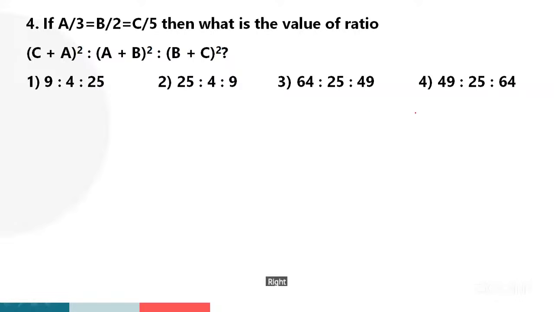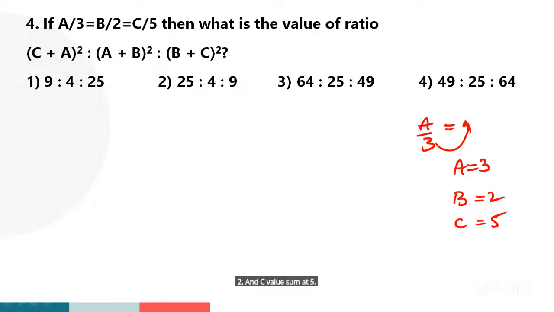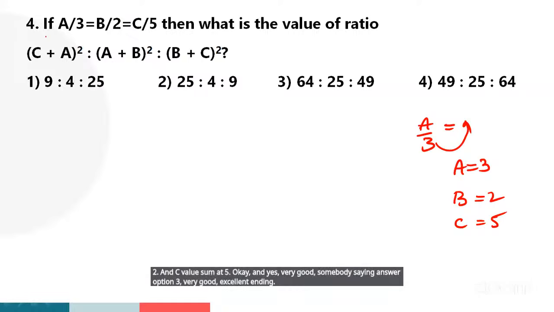Right. Listen, guys, here, for example, a by 3. If 3 itself is the quantity kept on, a value is how much? 3. Okay. Same like this, b value is how much? 2. And c value is how much? 5. Okay. And yes, very good. Somebody saying answer option 3. Very good. Excellent.